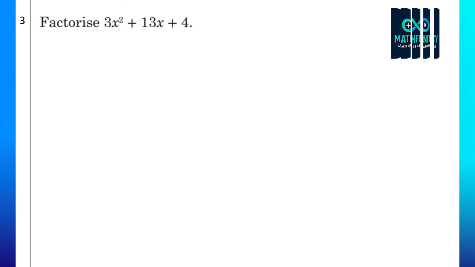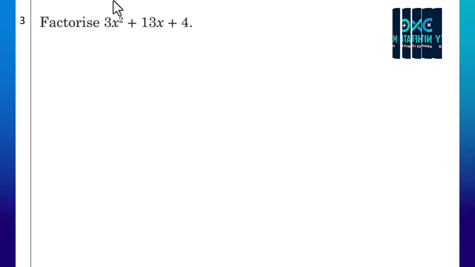Question number 3, factorize, and they give us 3 terms, or we can say a quadratic equation, 3x square, because x square is there. When I told you, whenever you have a square, this is called a quadratic equation. 3x square plus 13x plus 4. The process is the same, we will use the same way. You have to do a lot of practice for this method, because these types of questions will be in paper 2 without calculator. So what is the first step, or the first method?